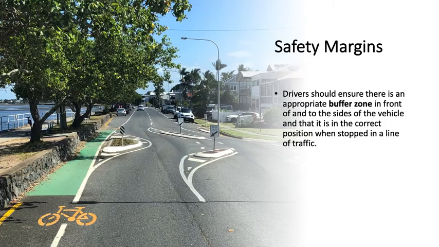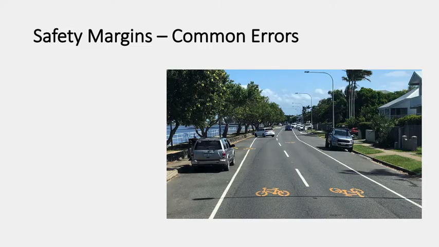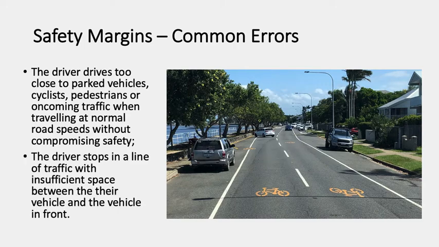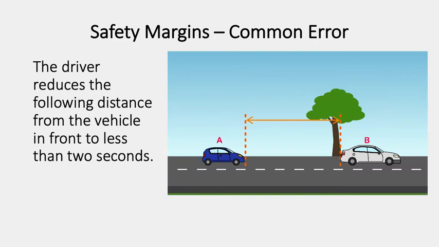Safety margins. Drivers should ensure there is an appropriate buffer zone in front of and to the sides of the vehicle and that it is in the correct position when stopped in a line of traffic. Safety margins, common errors. The driver drives too close to parked vehicles, cyclists, pedestrians or oncoming traffic when travelling at normal road speeds without compromising safety. So we've got cars parked on the side of the road there and you need to leave sufficient distance to be safe from them. The driver stops in a line of traffic with insufficient space between their vehicle and the vehicle in front.